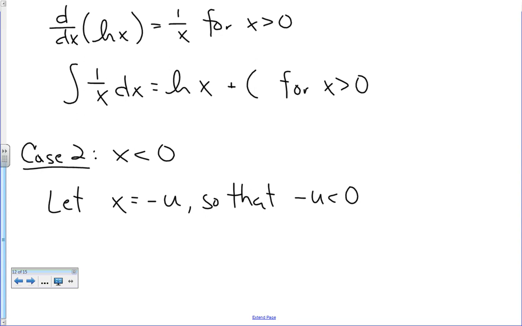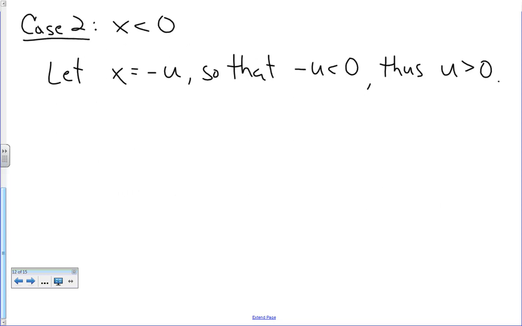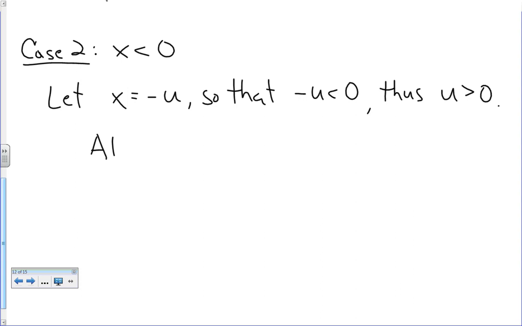And if the opposite of u is less than 0, that means u must be greater than 0. If I multiply or divide through by negative 1, don't forget you switch the inequality when you do that. So u must be greater than 0. We can also state that if x is equal to the opposite of u, I can find the differential of x. dx would equal the derivative of negative u, which is negative 1, times the differential of u, du. That's just the opposite of du.